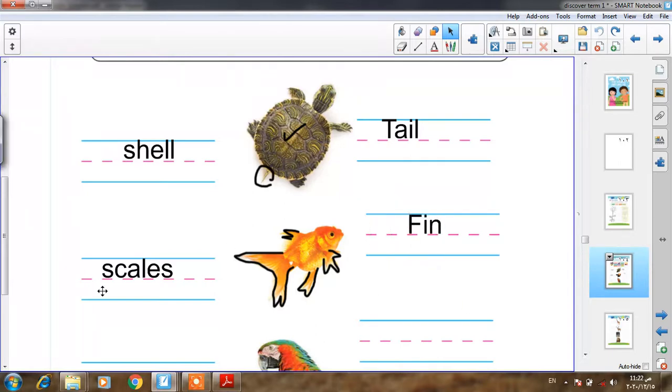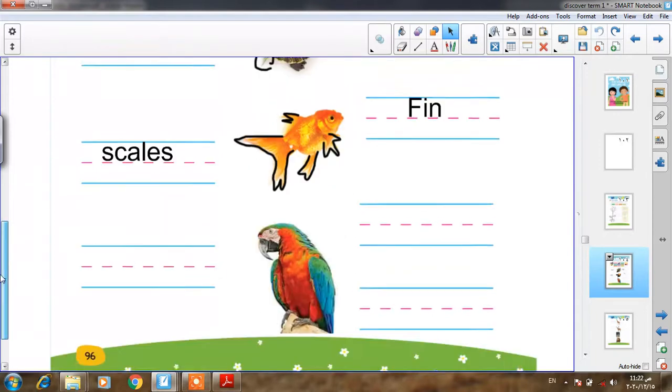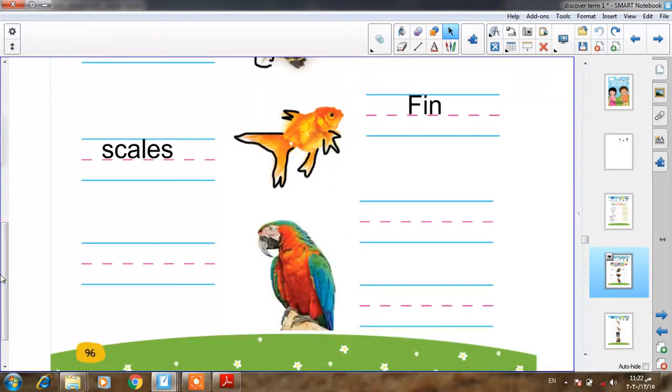Okay, let's continue. This parrot. Think with me. This parrot has what? Can you remember what this is called? This is called what? Beak. Excellent.